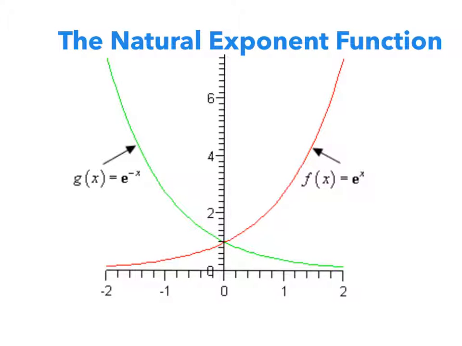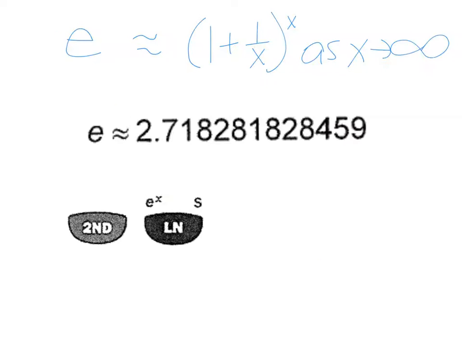The natural exponent function. A number that appears in formulas when exponential growth or decay is happening continuously or nonstop is the number e. This value, much like pi, is a never-ending decimal, or an irrational number.